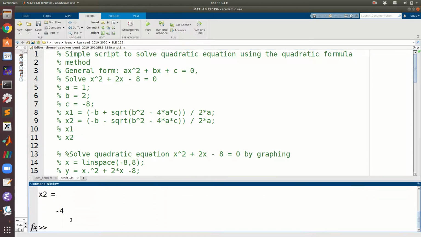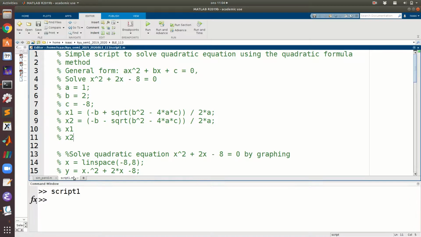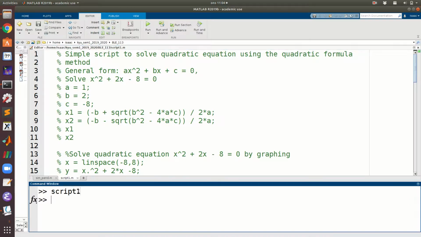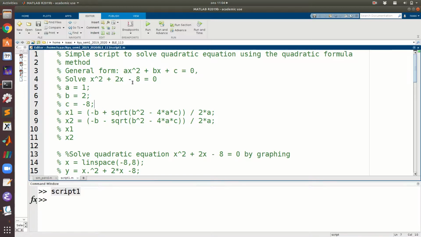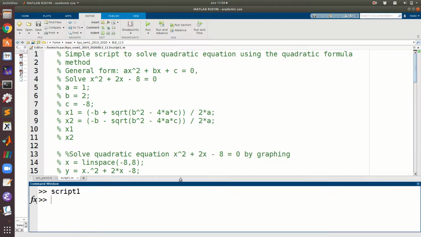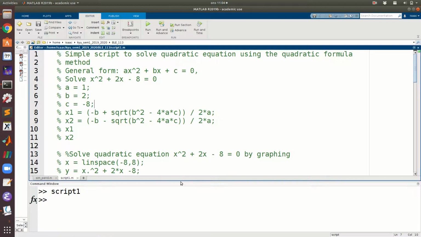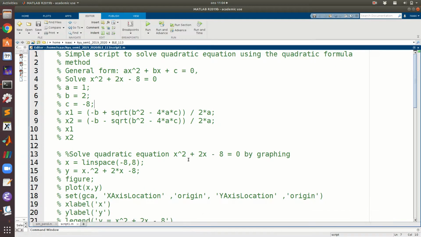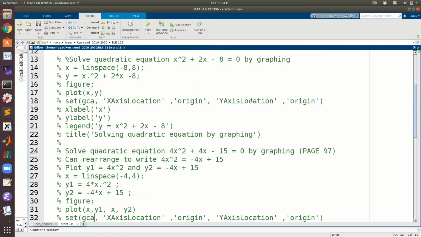Maybe let me clear this so I can run, and all it brings back is script 1, or what I called my script here. It shows no output. Now the next thing I would like to run is this other part, where I would like to solve the same equation, but graphically.